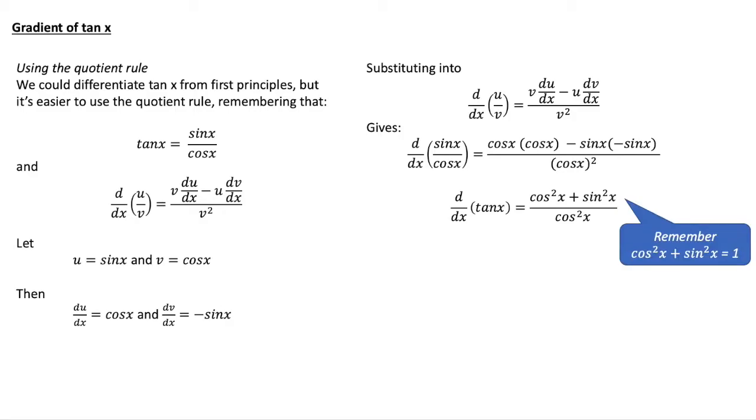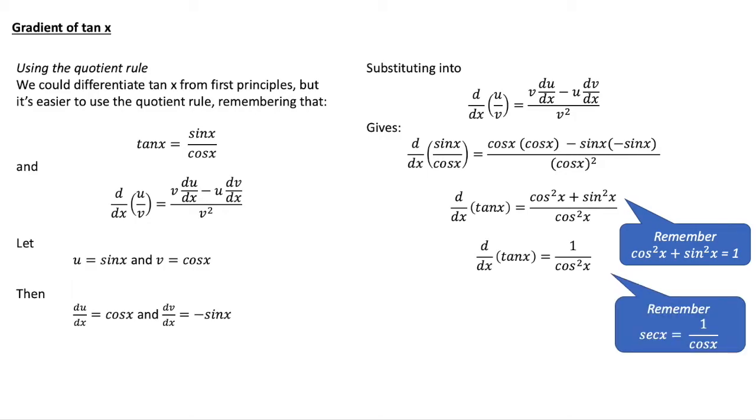And we now remember that cos squared x plus sine squared x is 1, so we can write this as... I should have said as well, we've replaced sine x over cos x by tan x on the second line from the bottom, which of course was what we were trying to do. So we've now got d by dx of tan x is 1 over cos squared x, and we need to remember that sec x is equal to 1 over cos x, and we therefore get d by dx of tan x is equal to sec squared x.